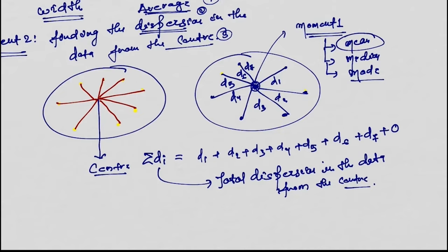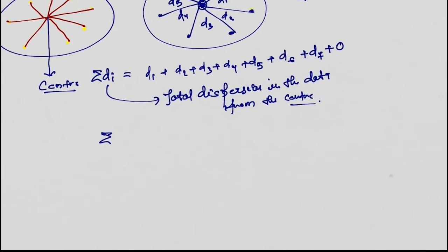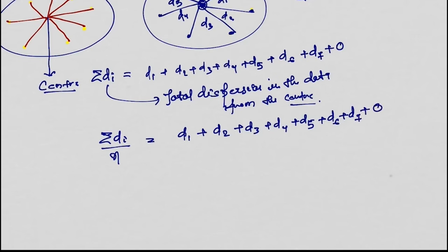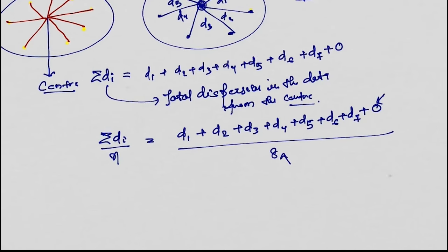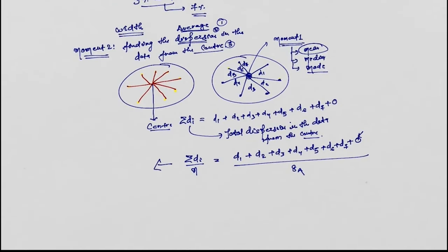What you missed? Average. So to find out the average dispersion, you have to do summation of all the distances divided by n. So actually you will do D1 plus D2 plus D3 plus D4 plus D5 plus D6 plus D7, all the distances. And if the center is also one of the data points, you divide it by 8, because there are 8 data points including the center. Now if the center is not a data point, then you will not incorporate this one and you will make it 7. Now this is the average dispersion from the center.